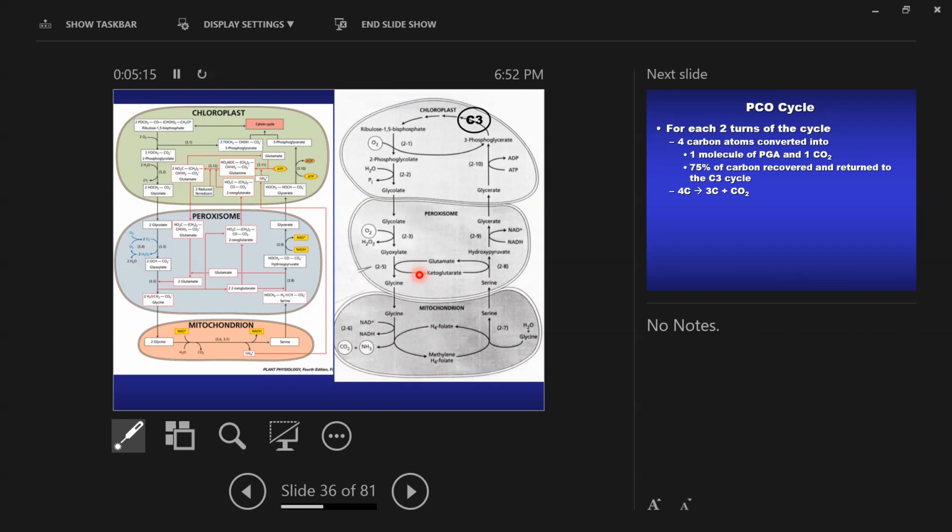So definitely an extra energy cost. It's a lot, pretty complicated. 3 different organelles, extra ATP needed. It's a lot of effort.